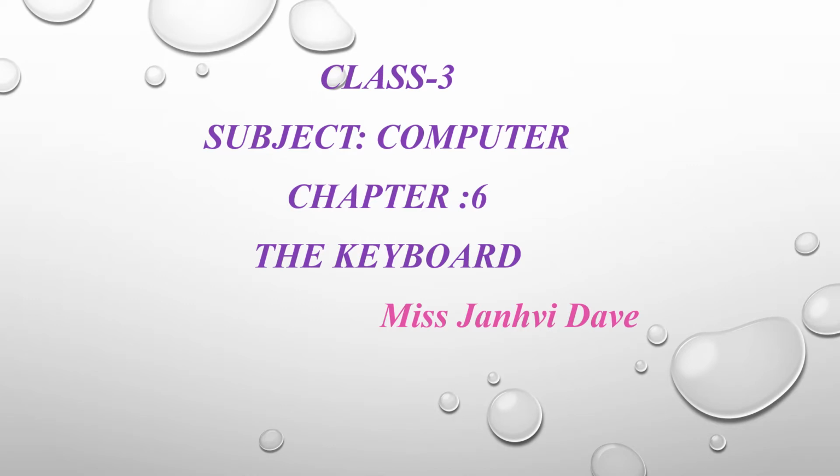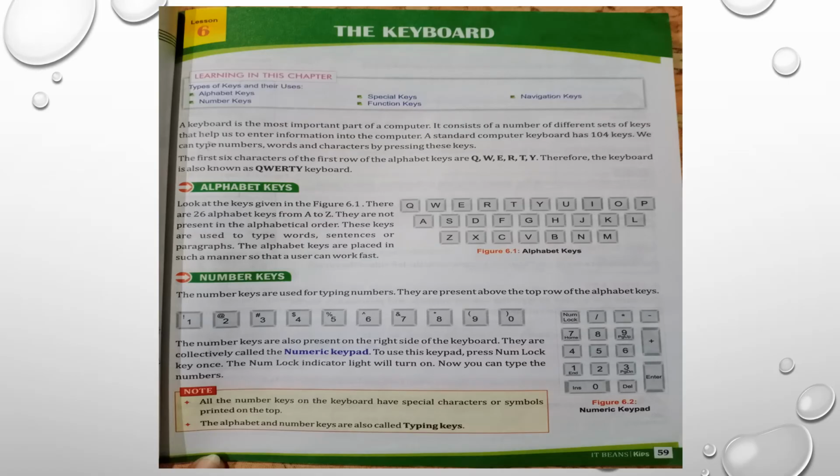Now, today in a computer subject, we are going to start our next chapter 6, the keyboard. A keyboard is the most important part of a computer. It consists of a number of different sets of keys that help us to enter information into the computer. A standard computer keyboard has 104 keys. We can type numbers, words, and characters by pressing these keys.